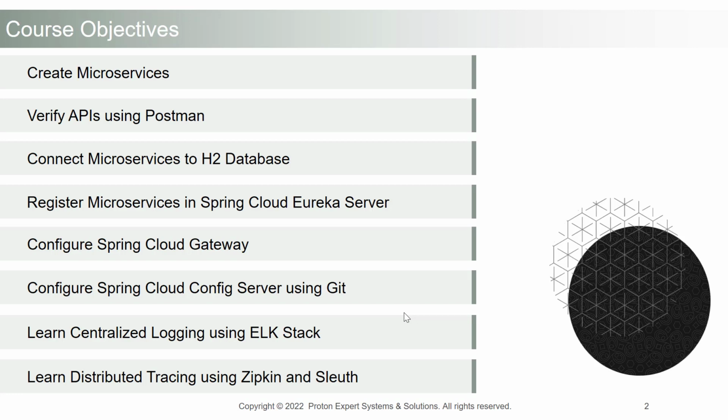The next one is to verify APIs using Postman, then connect microservices to H2 database, register microservices in Spring Cloud Eureka server, configure Spring Cloud Gateway, configure Spring Cloud config server using Git, learn centralized logging using ELK stack, and the last one, learn distributed tracing using Zipkin and Sleuth.